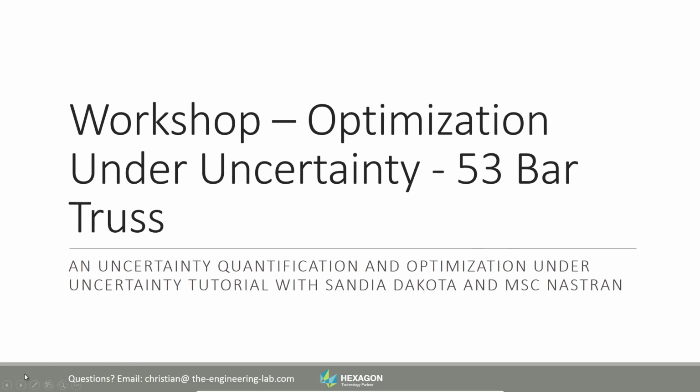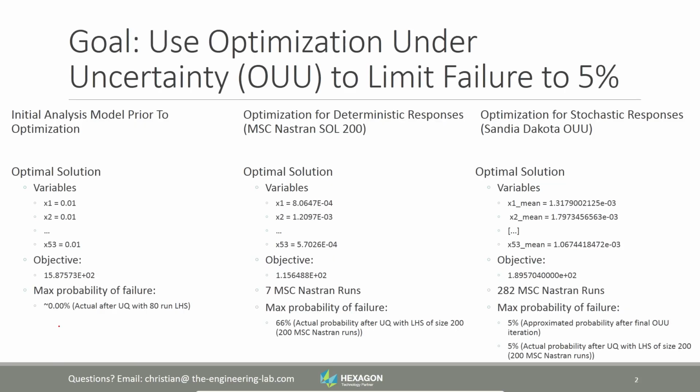In this video, we are going to perform an optimization under uncertainty for a large 53-bar truss. Now, in some of the other tutorials I've done, the size of the problem was relatively small. In some of the problems, I maybe used 2 variables. In another optimization under uncertainty, maybe I used 3 variables. But in this example, we are going to be going over a problem that has 53 uncertain variables.